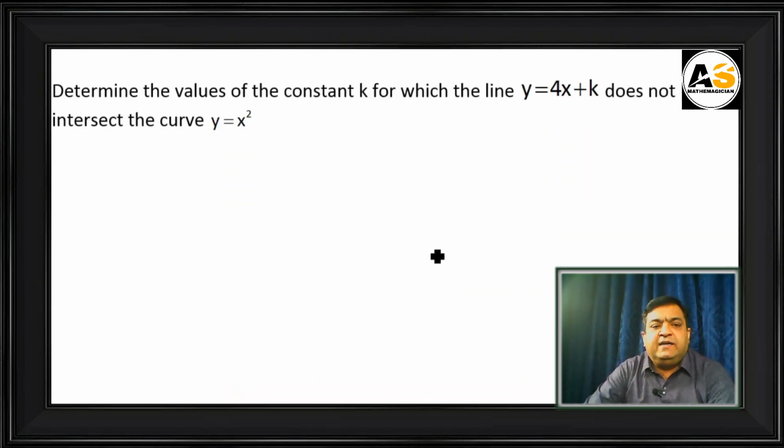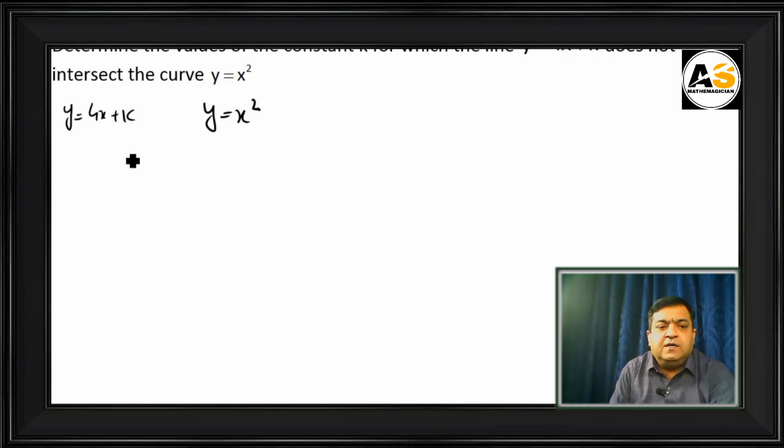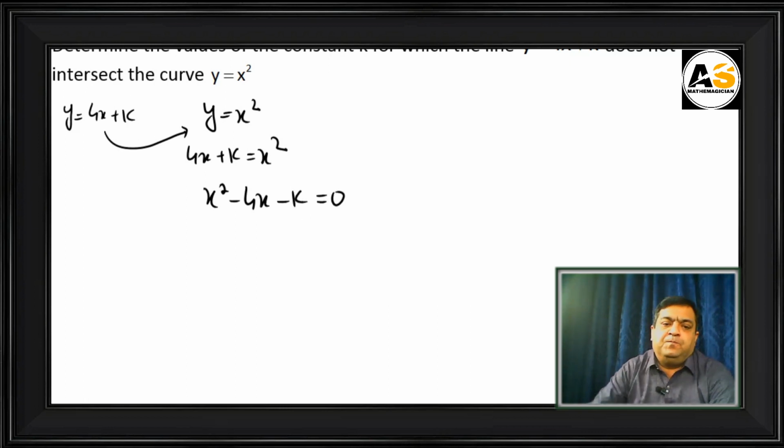Let us move to our second question. Again, a line is given: y is equal to 4x plus k. k is unknown. We have to find the value of this constant k. It does not intersect this parabola. Equation of line is y is equal to 4x plus k and equation of curve is y is equal to x square. We will put this value of y over here. 4x plus k is equal to x square, so x square minus 4x minus k is equal to 0.